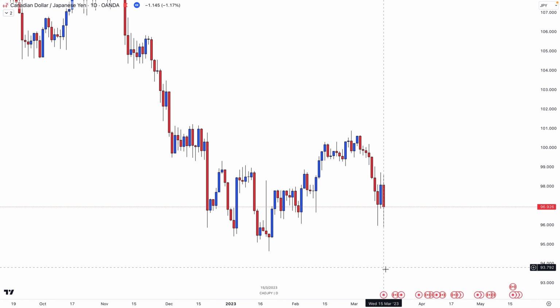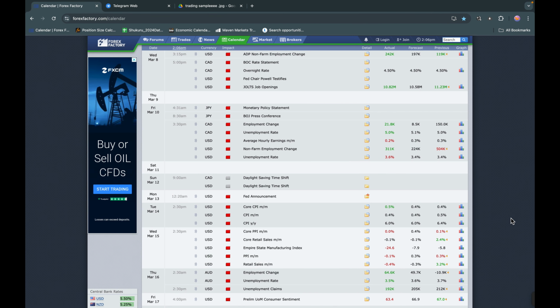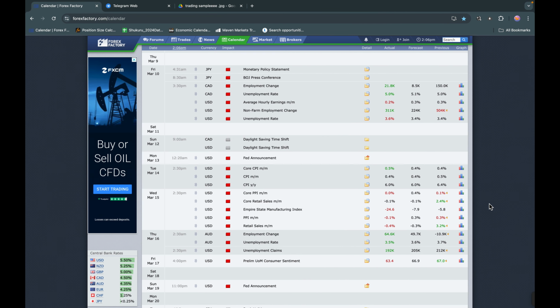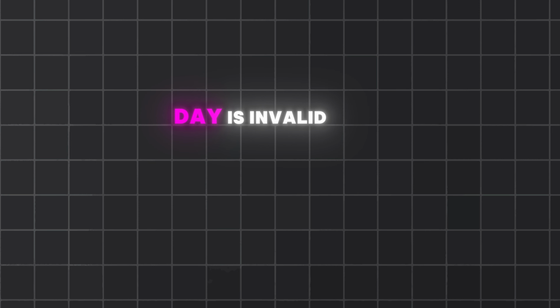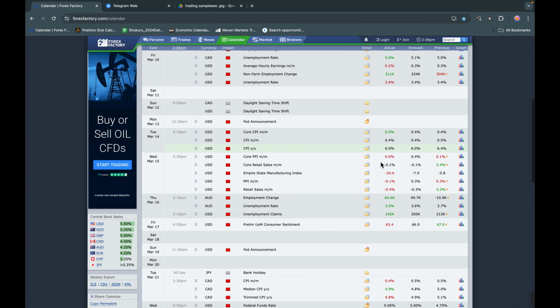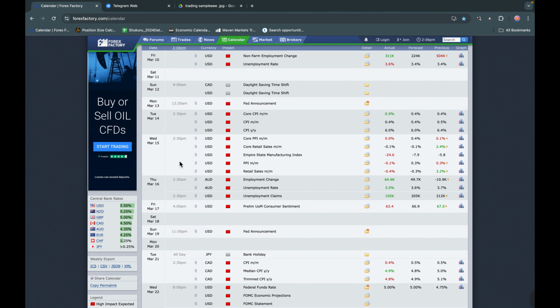But before doing that, we have to go to the calendar and see if 15th March is actually a valid day for us to trade. Going to the calendar, you can see that March 15th, which is Wednesday, we have PPI, and remember, if we have USD CPI or USD PPI, it means that day is invalid. We will not be looking to trade on that day. The only day that we can actually trade here is March 16th.